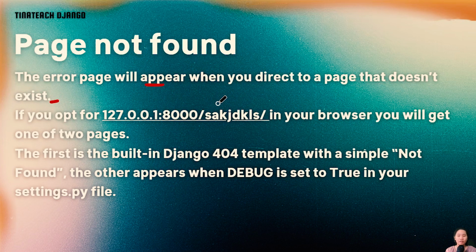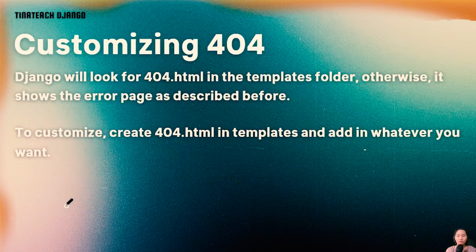For example, I have a bunch of nonsense over here. And once I copy and paste this in a new browser, I will get one of two displays. The first one is the built-in Django 404 template with a simple "not found." I'm sure you've seen either of these pages before. And then the second one appears when debug is set to true in your settings.py file.